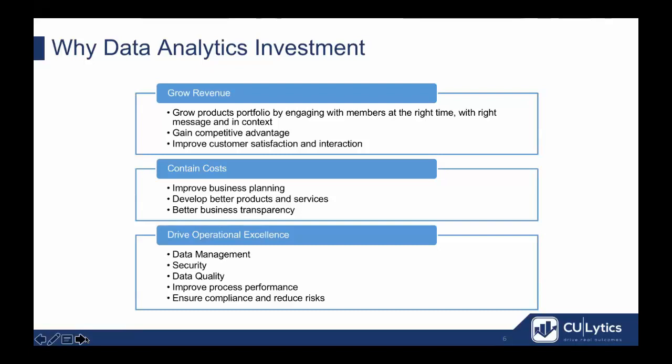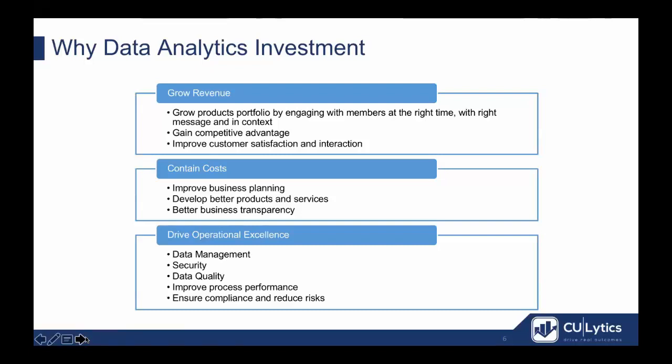And second is more around containing the cost, because there is a huge cost around decision making. How can they have better business planning? How can they develop better products and services that jive with the audience? And how can they provide better transparency in terms of the cost of running the business and things like that, so that they are able to contain that cost?